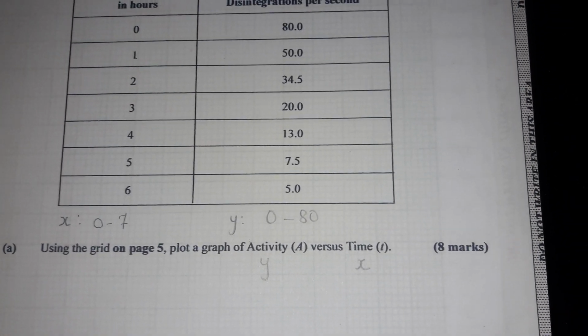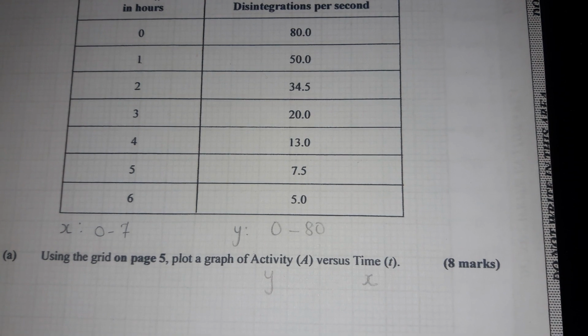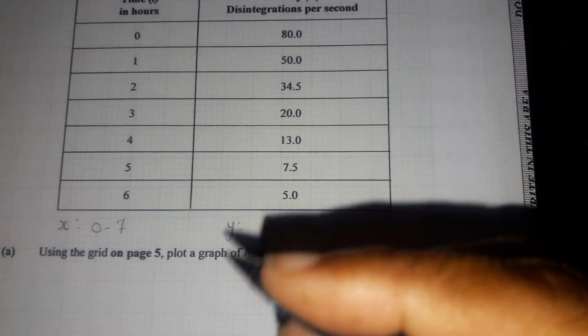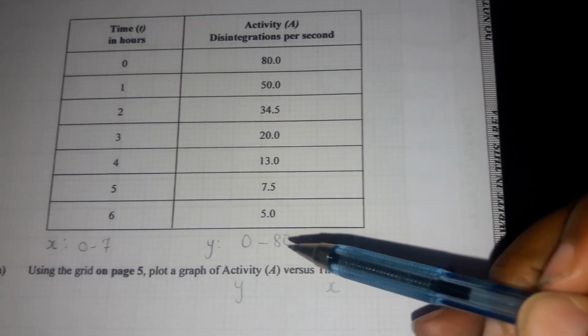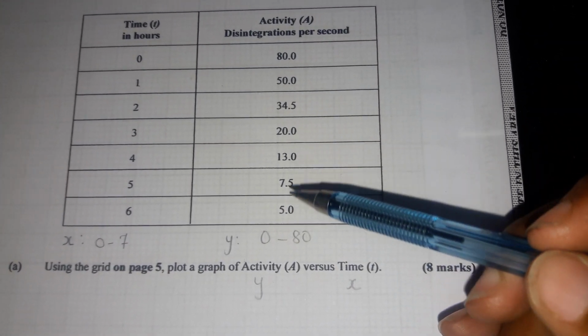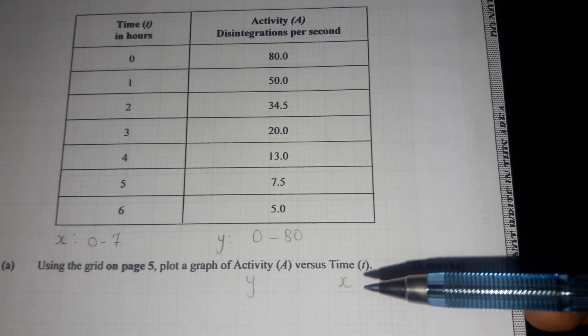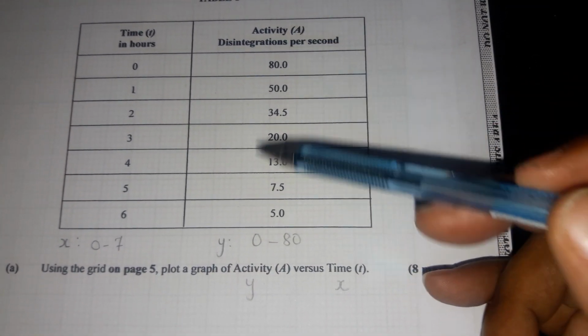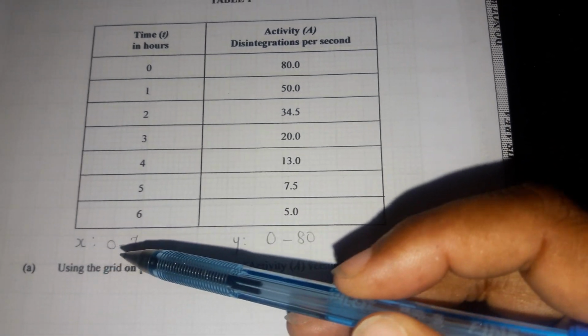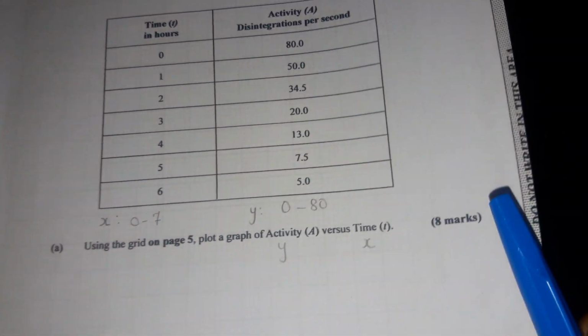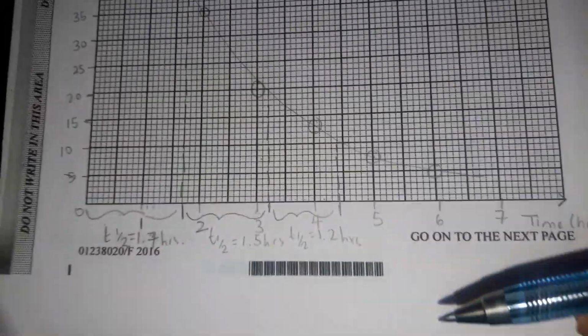Using the grid on page 5, plot a graph of activity A versus time. So it's always Y versus X, as you can see here. I made sure to note my parameters before I go on to the next page. Knowing that this will be Y, we have to go from 0 to 80, and this will be X, so we have to go from 0 to 7. To save time, I plotted my graph early.